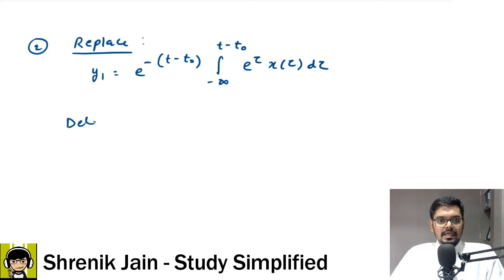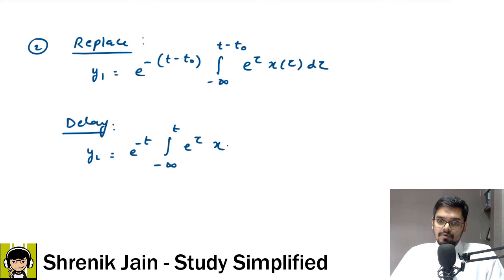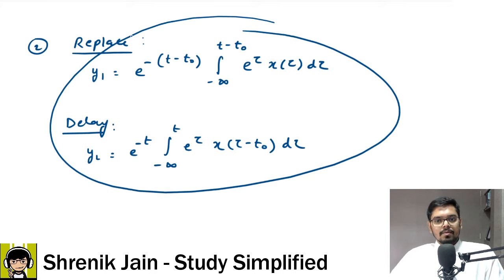Now do the delay. So delay happens to whom? Delay happens to input only. So who is my input? E to the power minus t is not my input, minus infinity to t is not my input, e to the power tau is not my input, x of tau was my input. So that would be delayed with a t naught. Okay, now both of them same or not? Some students will say, sir, they are not same. This means you have not checked properly.